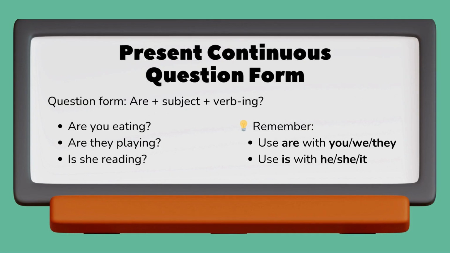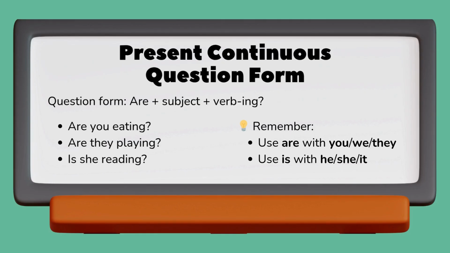Let's look at the form. Present continuous question form. Let's break it down. Question form: are plus subject plus verb, ing, and then question mark.